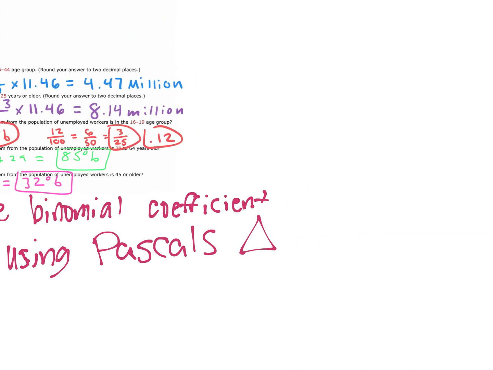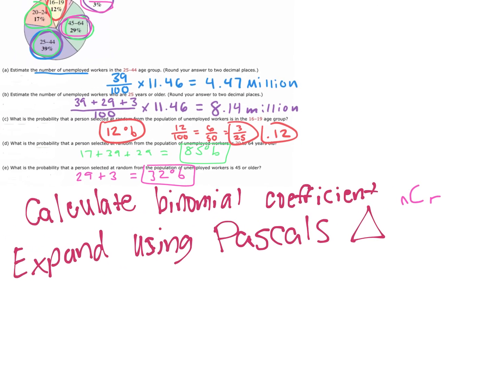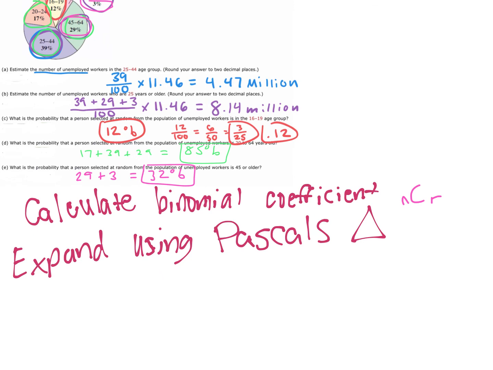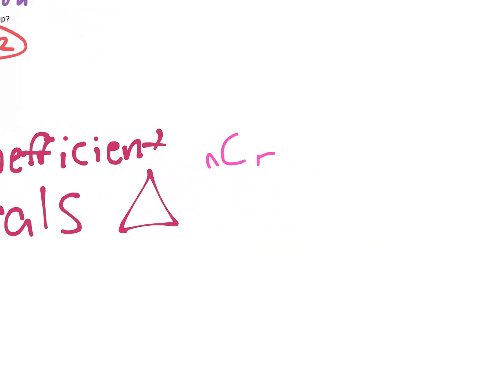You have one question that you have to do that, nCr. That's what it means by calculate the binomial coefficient. And then expanding using Pascal's triangle. Pascal's triangle will be given to you on the test. Remember that the nCr ones can be written as n over r. So if you see it written this way, it's the same thing.